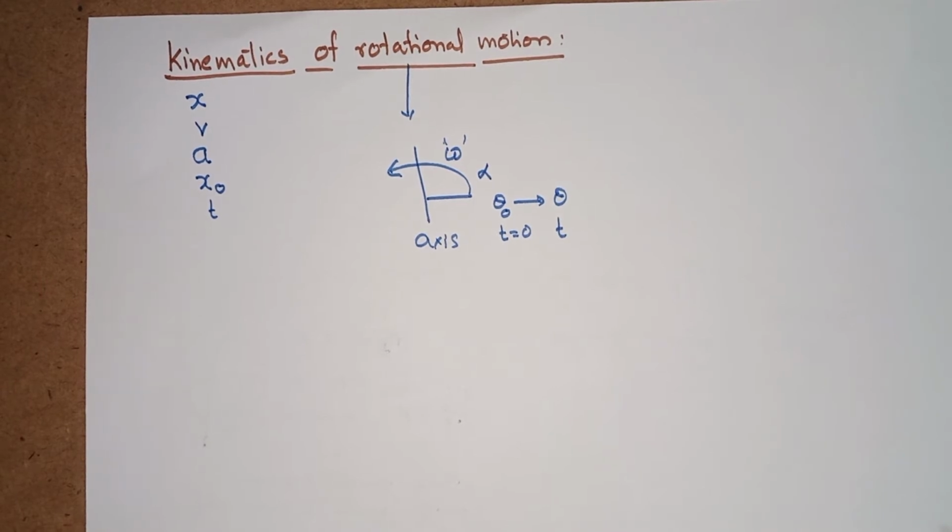What happens? It decelerates. Slowly the number of rotations per second gradually decreases. Finally it comes to a halt. When it comes to a halt, what is the final angular displacement? Theta is equal to 0. When it is being accelerated, moving very fast and the velocity keeps changing with time, then alpha is positive.